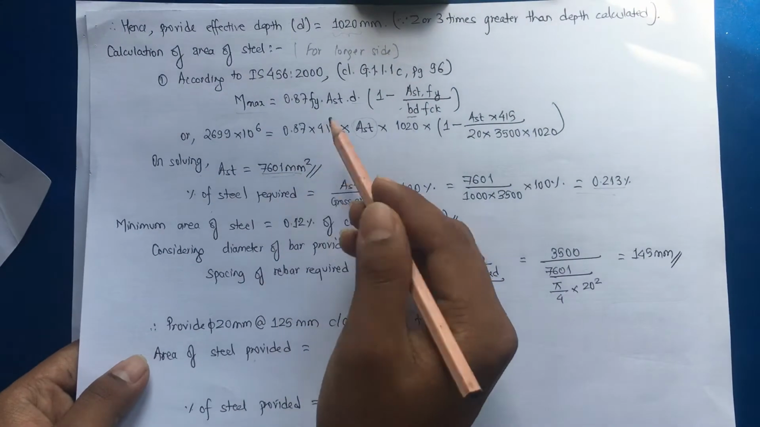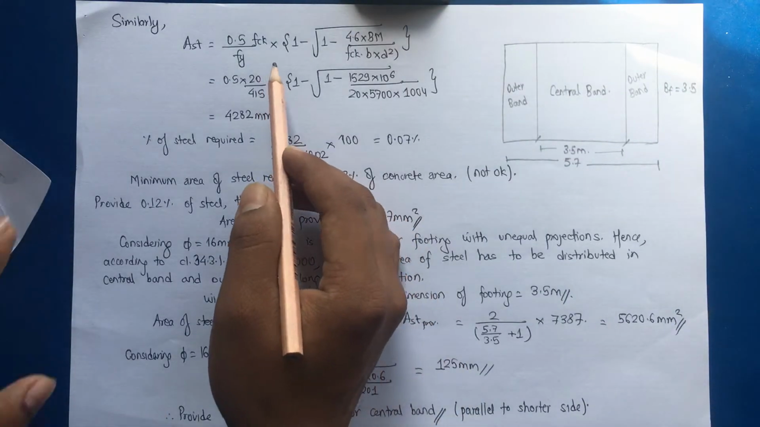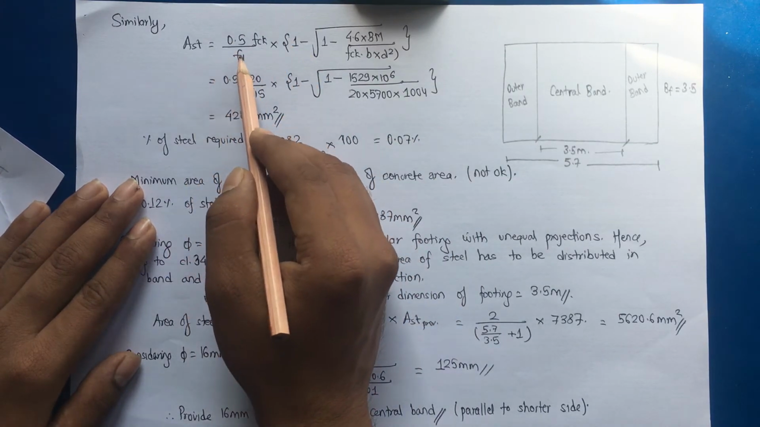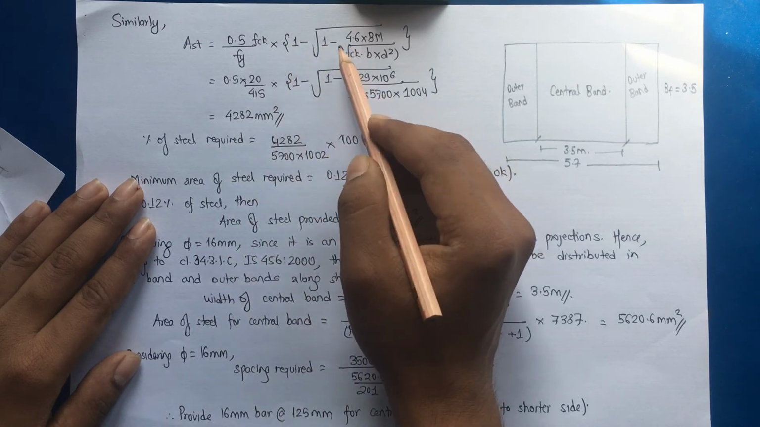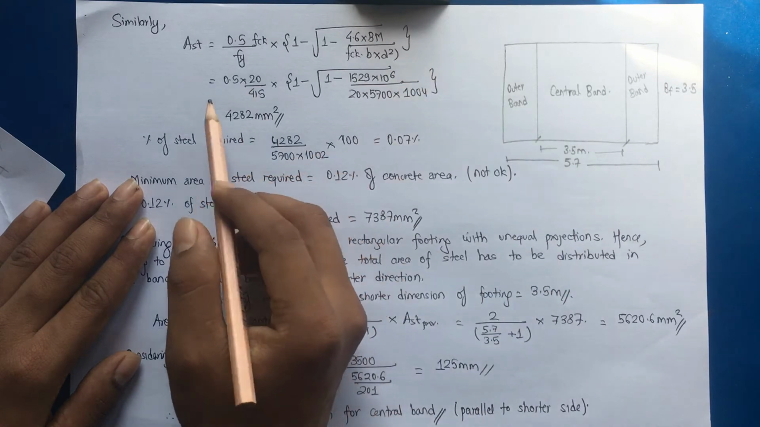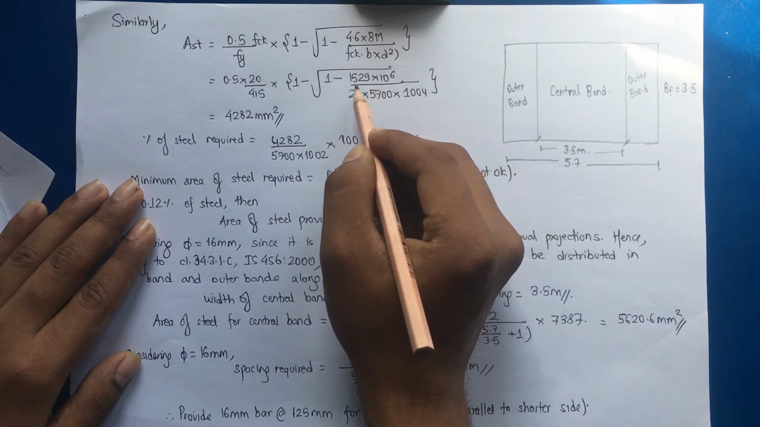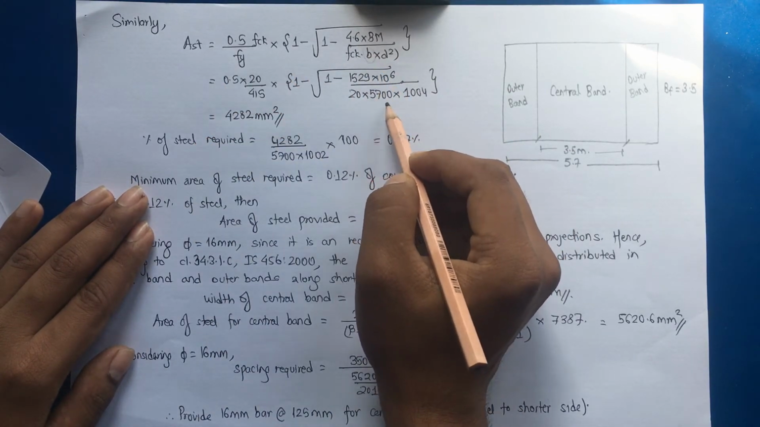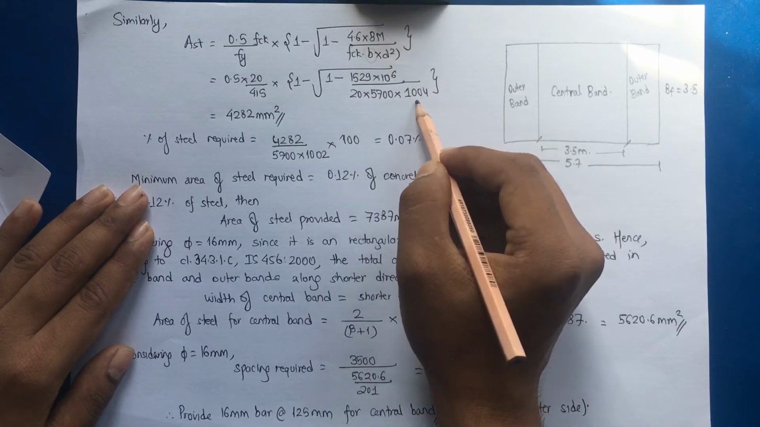So if we arrange this formula in terms of Ast at the LHS, then we get a formula in this fashion. So it will be much easier to calculate. So Ast is equal to 0.5 fck by fy into 1 minus under root 1 minus 4.6 times of BM by fck b d square. So here you can see, now substitute the value. The bending moment will be 1529, and the resisting width for the shorter side is the length of the footing, that is 5700. Don't get confused. And the depth will be 1004.